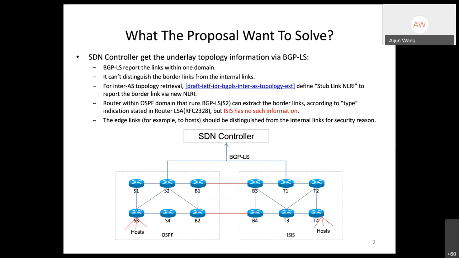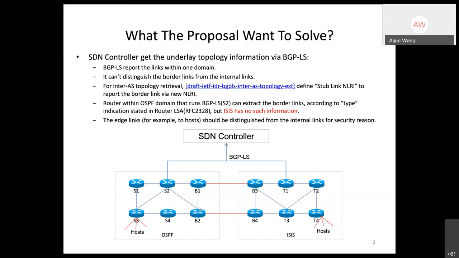In our network, we use the SDN controller to get the topology of the underlying network via BGP-LS, and currently BGP-LS can only report the links within one domain, and it can't distinguish the border links from the internal links. There is one draft in the IDR group for inter-AS topology retrieval, and in this draft it defines the stub link NLRI to report the border link via the new NLRI. In this diagram, there are two domains. One domain runs OSPF, and the other domain runs IS-IS.